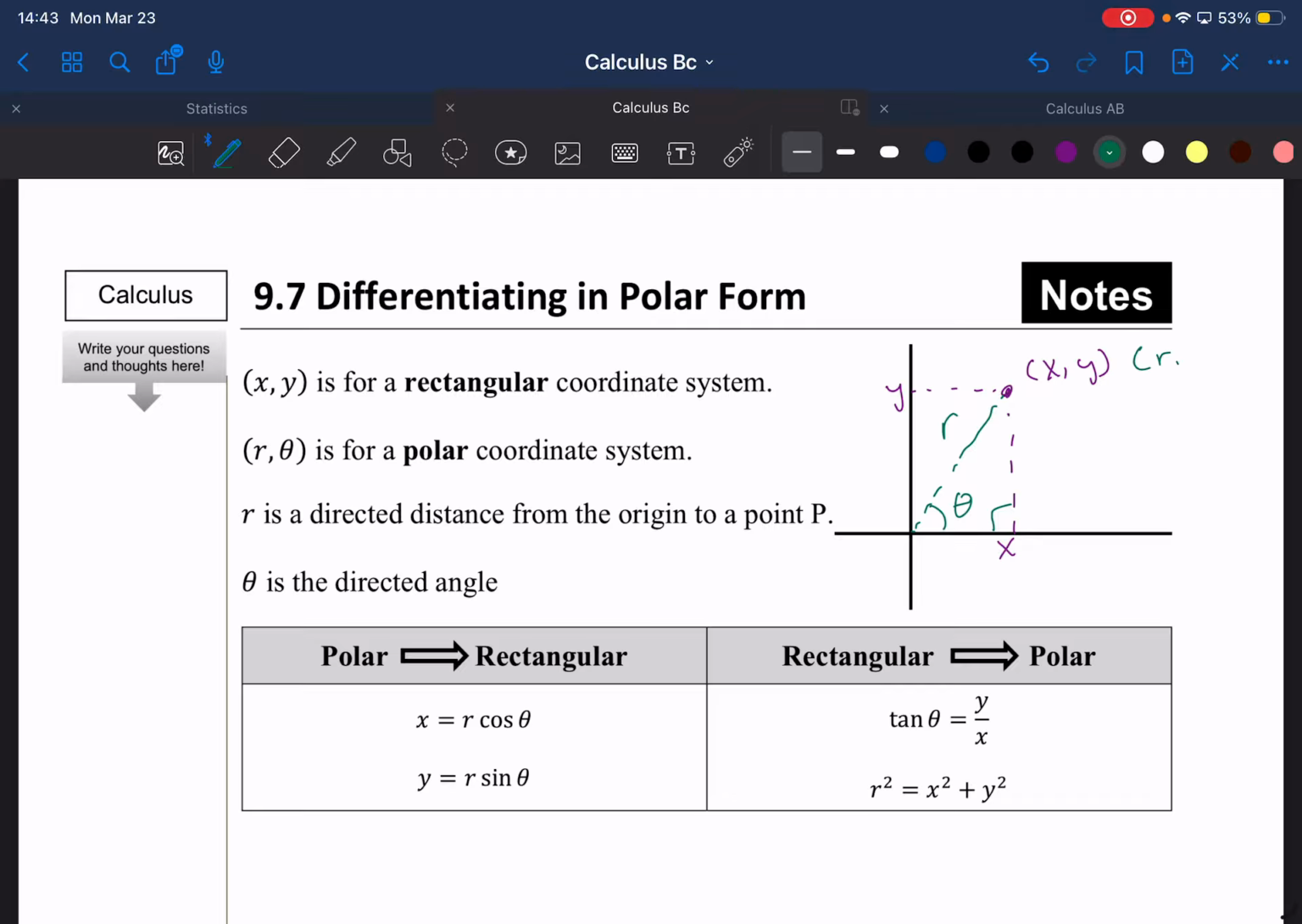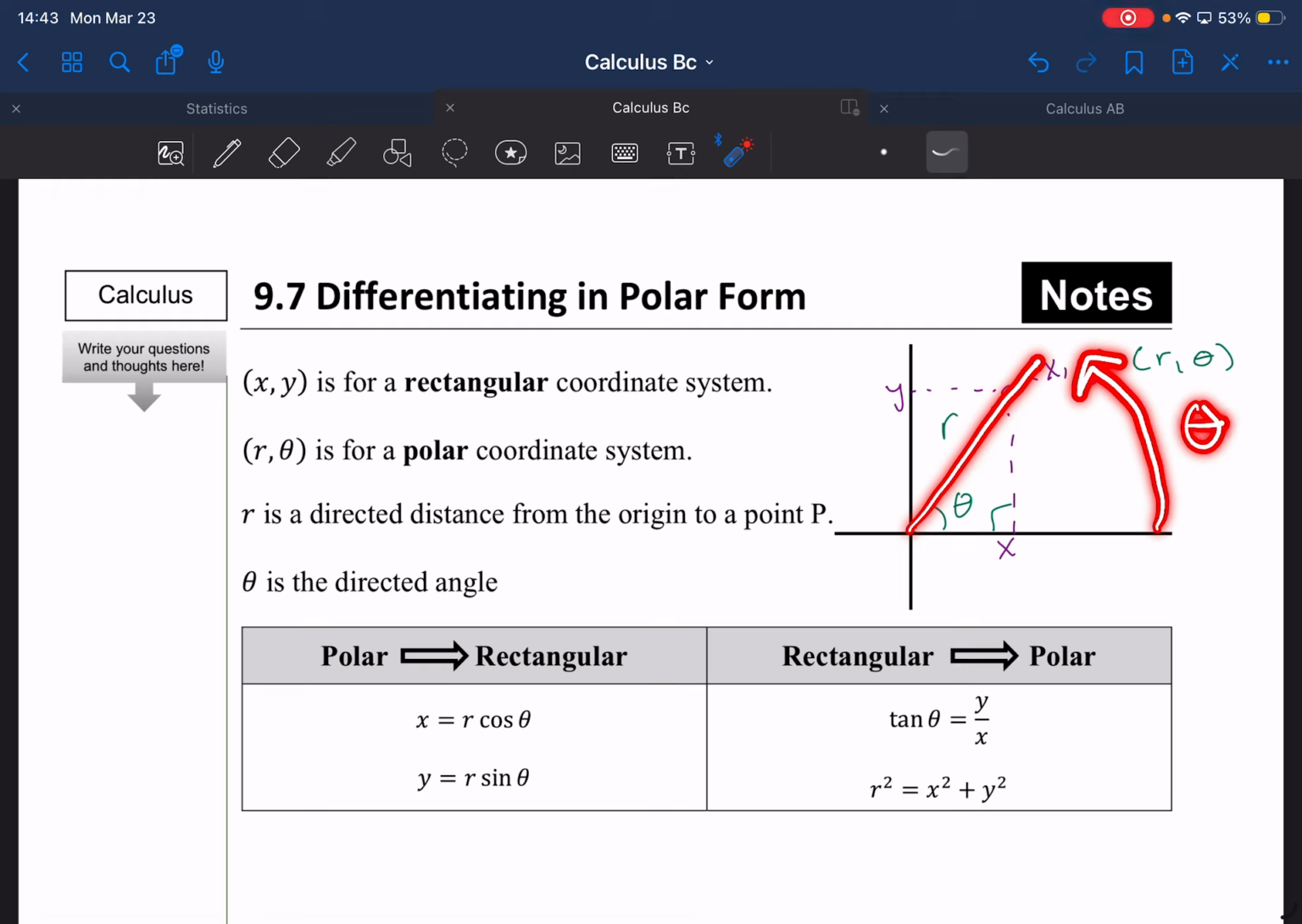So if we imagine this as our unit circle, if we were to go in this direction, theta would be positive. If we were to go in the opposite direction, theta would be negative. So that would be us drawing our r value in this direction. Again, you learned about the polar coordinate system in pre-cal.